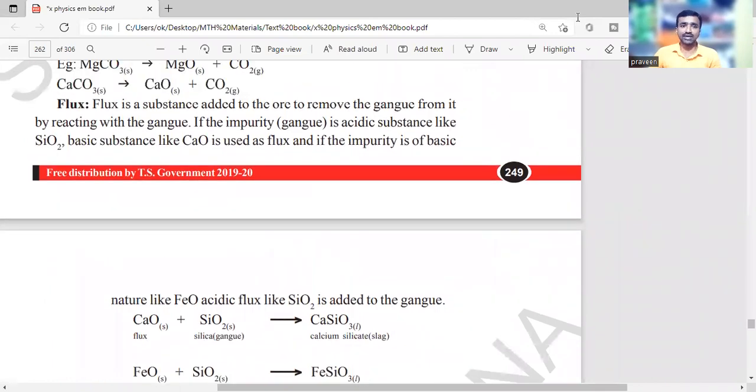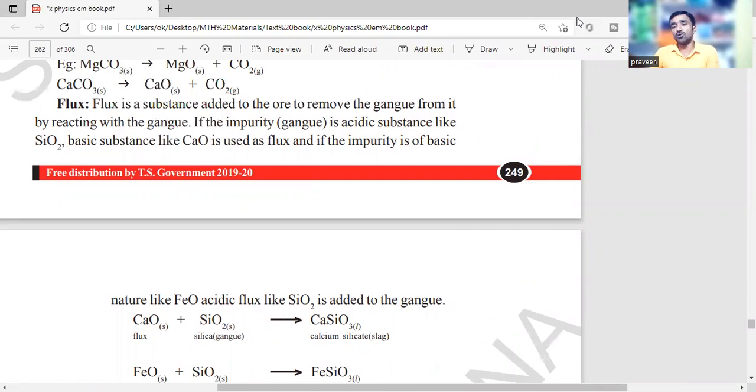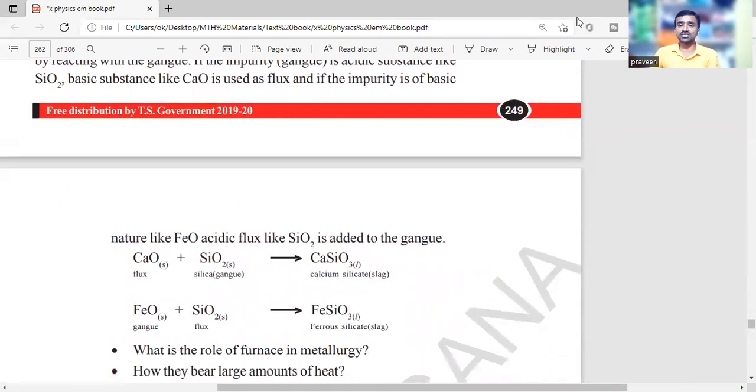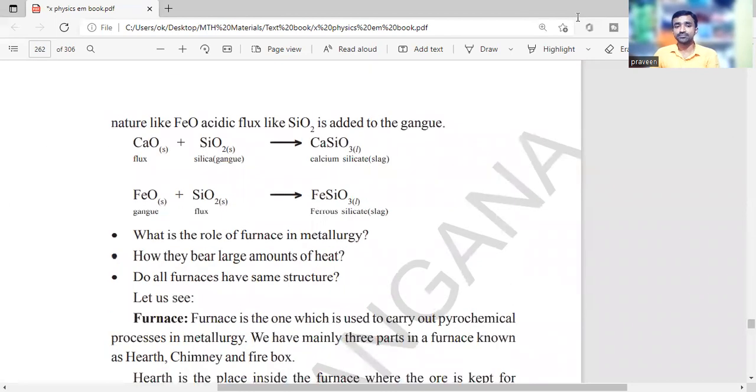Flux in the smelting only I explained. Flux is a substance which is added to the ore to remove gangue by reaction as a liquid form called slag, right? So in that process, you are selecting acidic fluxes and basic fluxes, and they finally convert into silicates here. Calcium silicate, iron silicate, right?